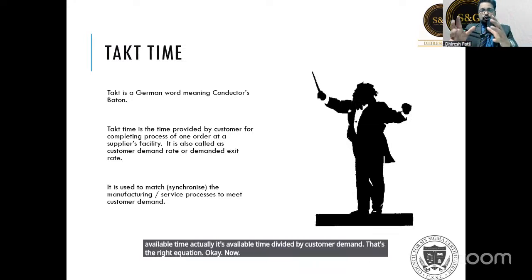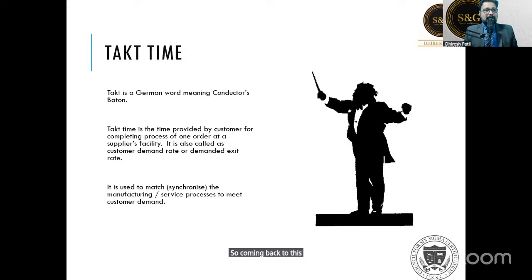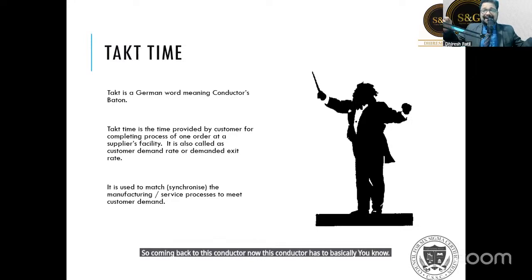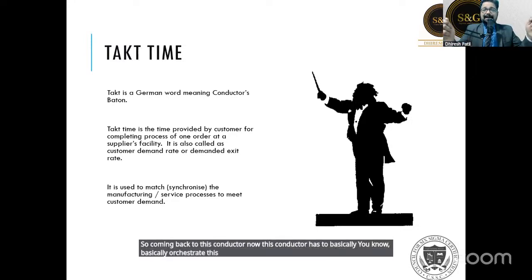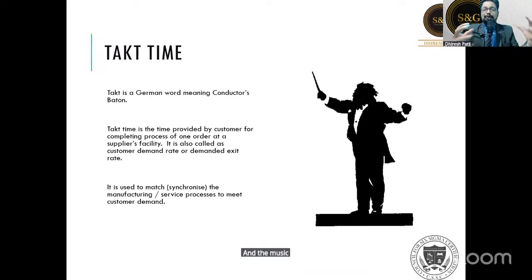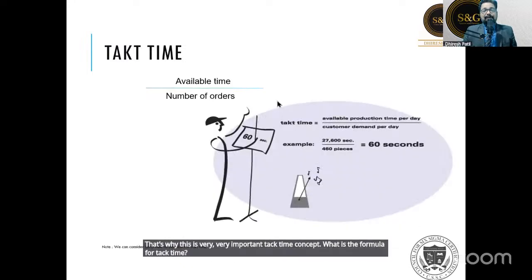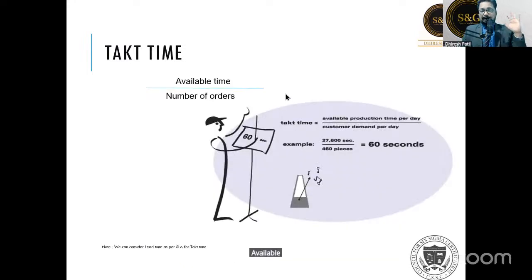Now, coming back to this conductor. This conductor has to basically orchestrate this. If this conductor does not move his baton properly, the orchestra will be mismanaged and the music which is coming out will not be melodious. Understand this? That's why this takt time concept is very, very important. What is the formula for takt time? Available time divided by customer demand, the number of orders.